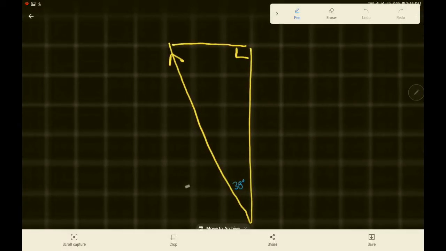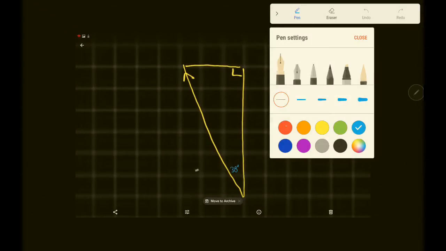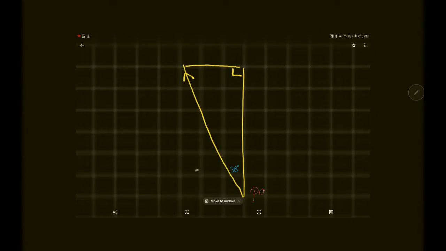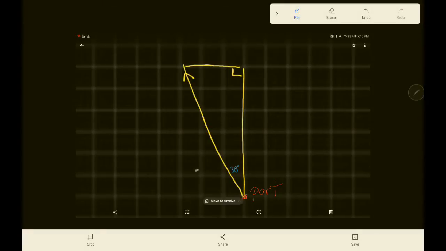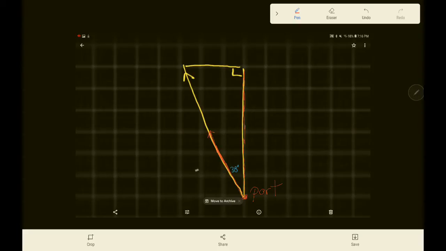So a ship leaves port. Let me label this diagram here. Let's use some red. So here's the port down here. And a ship leaves at a bearing of north 38 degrees west. That means going from due north, which is this line right here, we're going to pick a course that's 38 degrees west of that. So that's this red line I'm highlighting. It's heading this way at 38 degrees west of north.